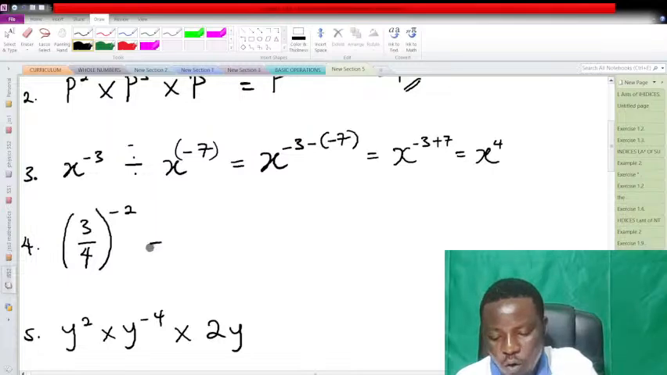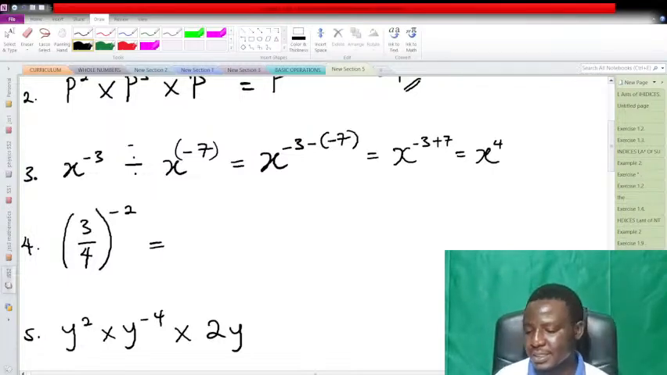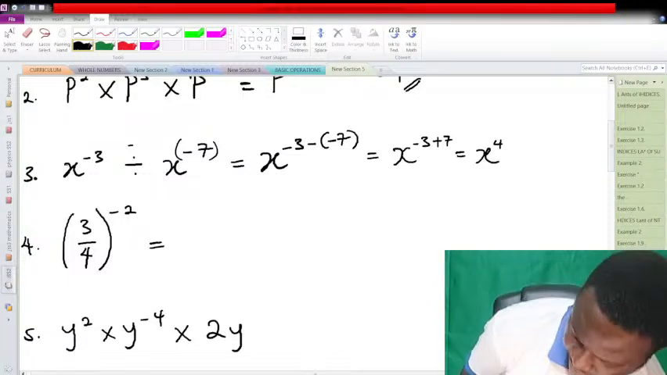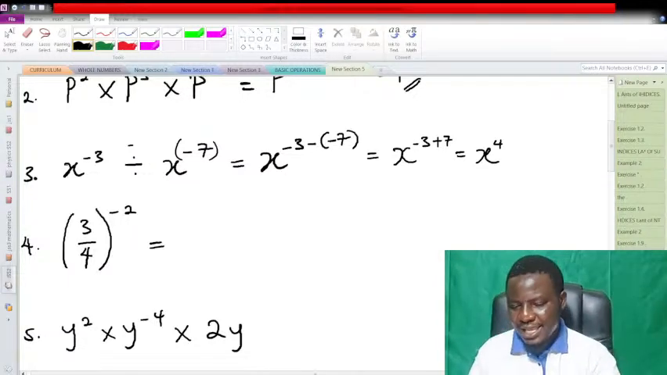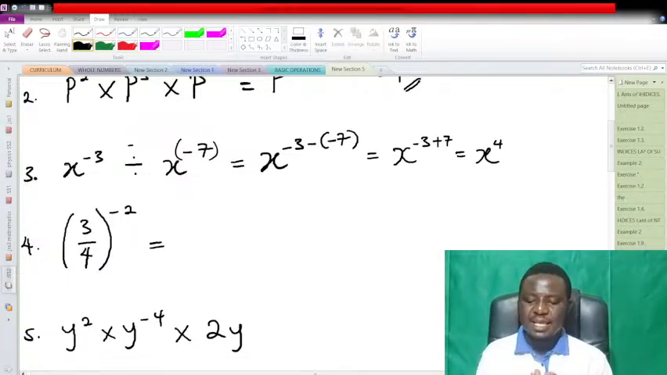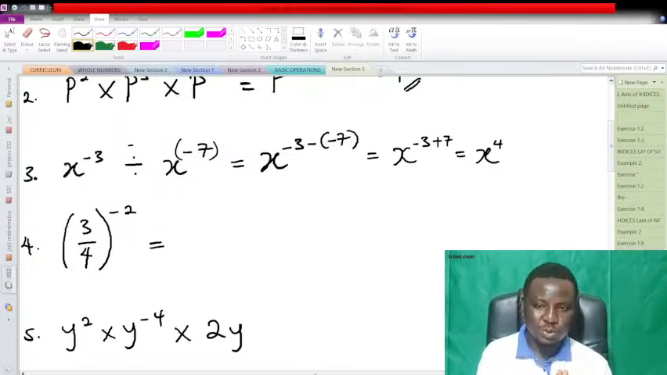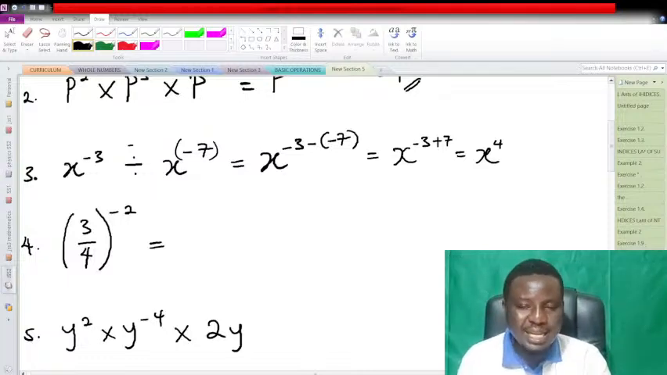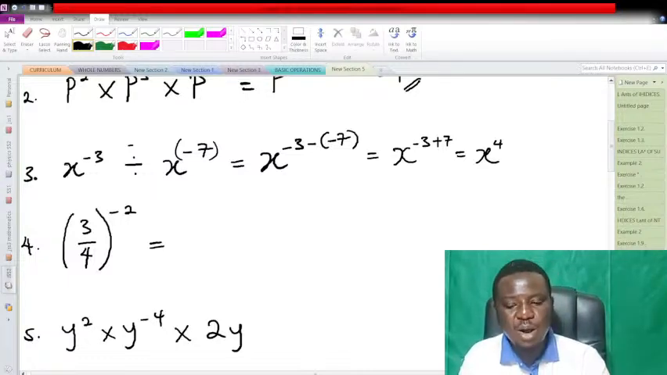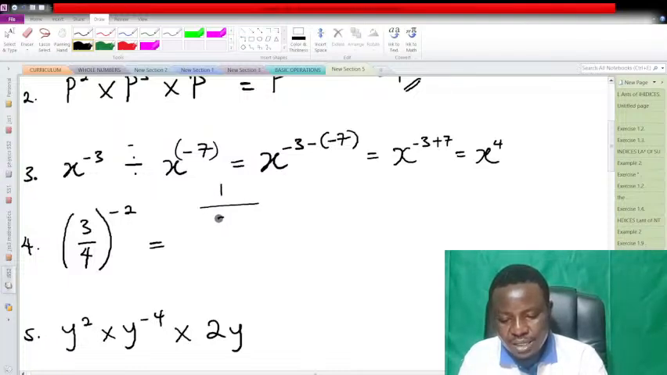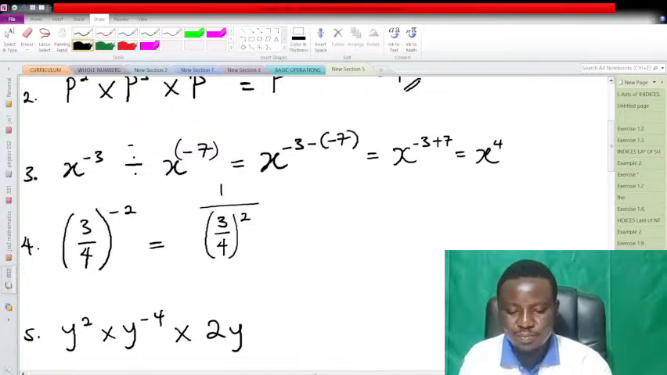While in number 4, we have 3/4 raised to the power of minus 2. This is a negative power law. And the negative power law says this is equal to 1 divided by 3/4 squared. But I want to show you something.